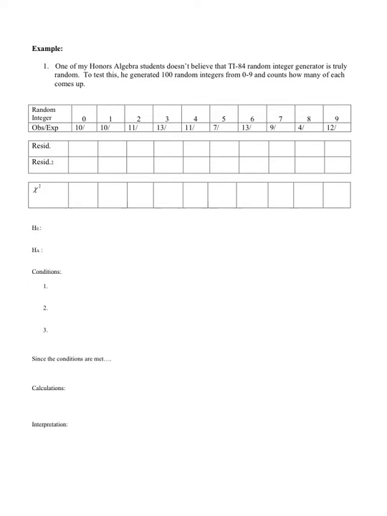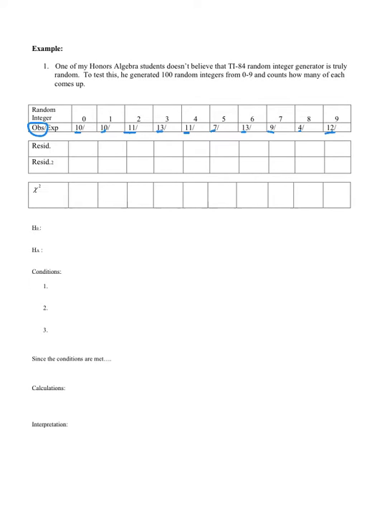So what I did was I had him generate 100 random integers from 0 through 9 and count how many of each comes up. And these are the observations that he got. So he got, 10 zeros, 10 ones, 11 twos, etc. So these are the observed counts that he got from picking 100 random integers.